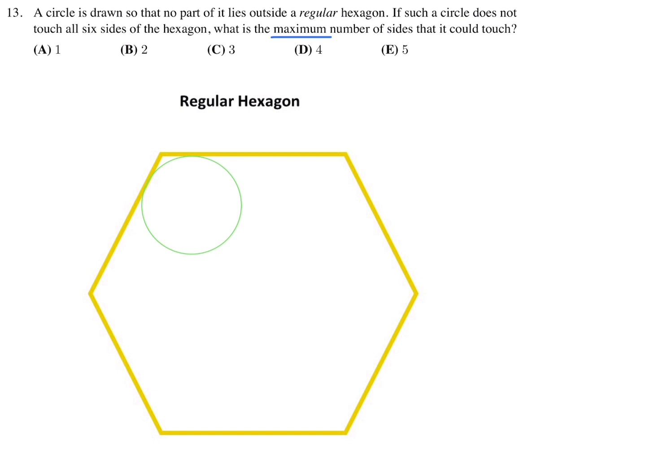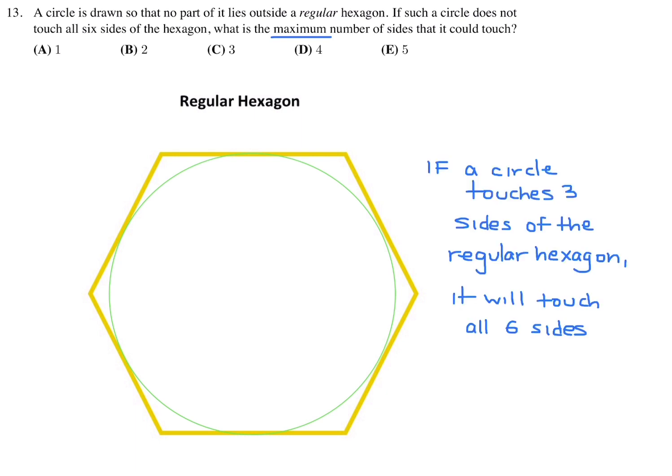Okay, well, the maximum number of sides is what we're looking for. So far we've got 2. Can we get more? Can we get a situation where a circle drawn touches 3 sides and only 3 sides? And the answer to that question is no. If a circle touches 3 sides, it will touch the other 3 sides also. So, since if you have a circle that touches 3 sides of the regular hexagon, it will touch all 6 sides, the maximum is just 2.